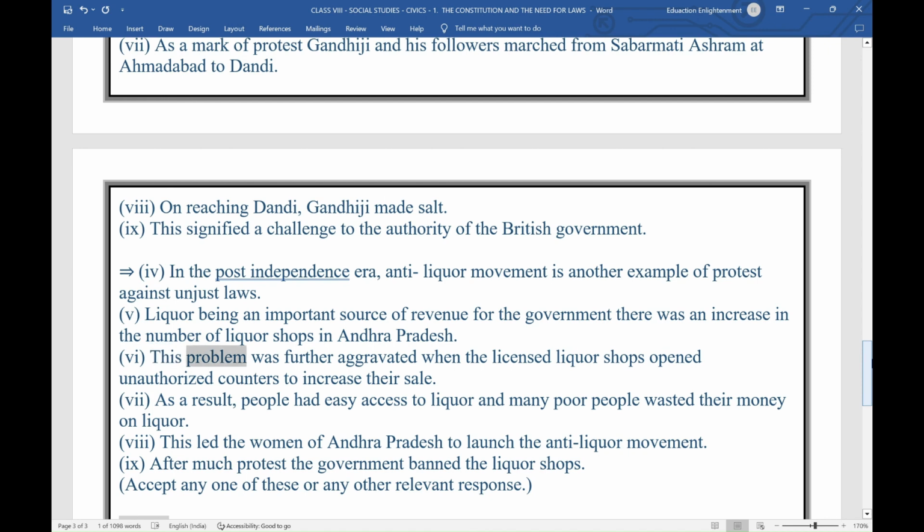6. This problem was further aggravated when the licensed liquor shops opened unauthorized counters to increase their sale. 7. As a result, people had easy access to liquor and many poor people wasted their money on liquor. 8. This led the women of Andhra Pradesh to launch the anti-liquor movement. 9. After much protest, the government banned the liquor shops. Accept any one of these or any other relevant response.